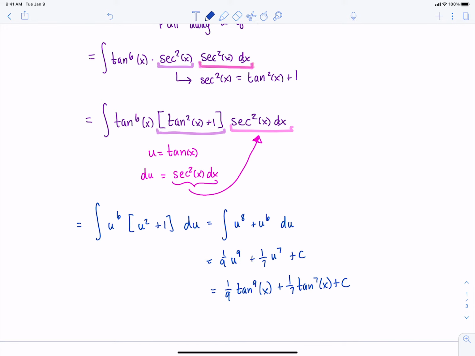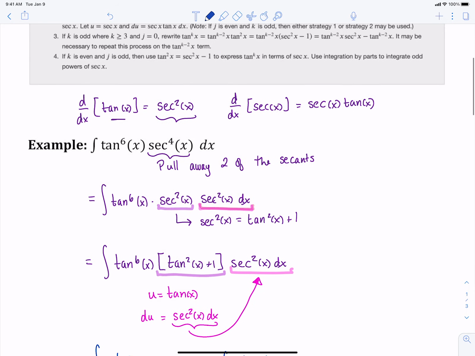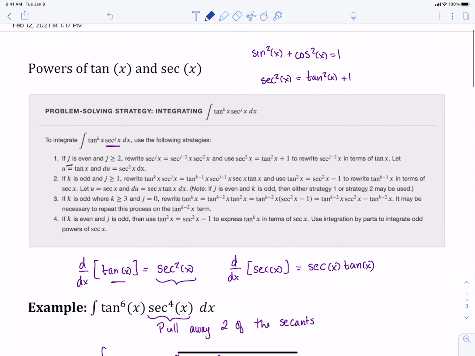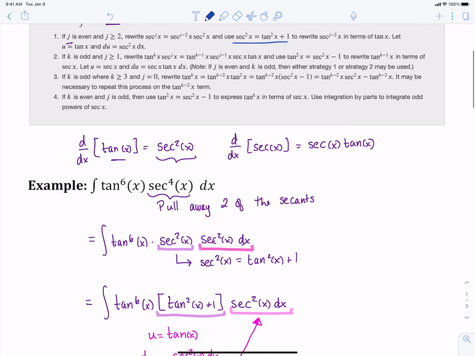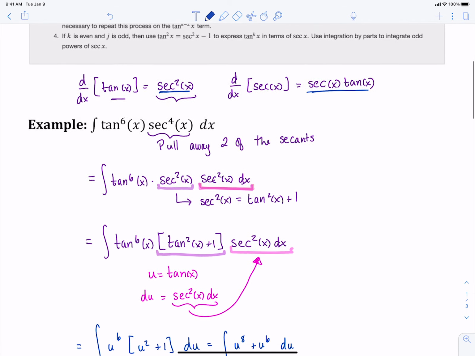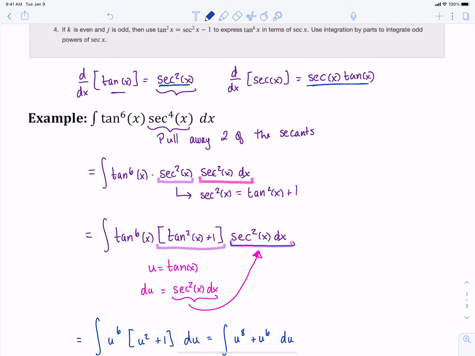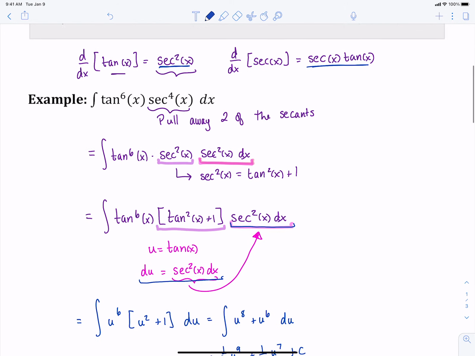All right, there we go, and there's our solution. So again, we're using that Pythagorean identity that we've got, and we're using that to do our substitution. And again, we're trying to look for ways to leave a secant squared or a secant times tangent to pull that away so that we've got the derivative of our u in there so we can complete our substitution.